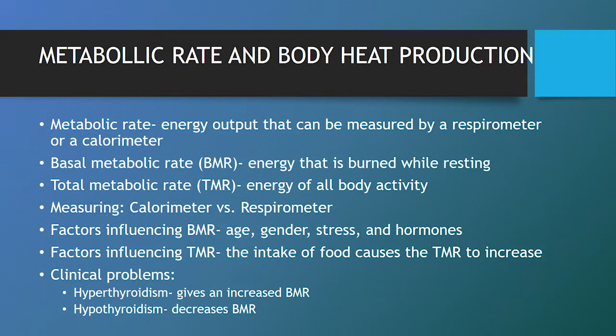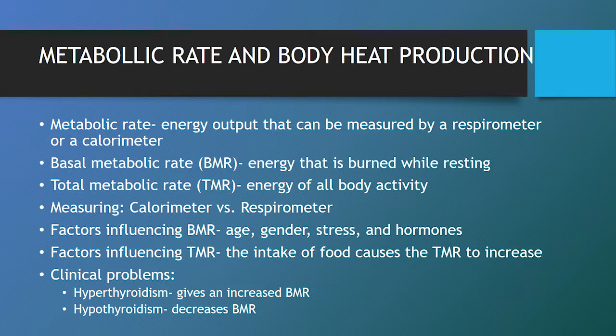So the metabolic rate and heat production have a few definitions. The metabolic rate is just the energy output that can be measured by a respirometer or a calorimeter. The basal metabolic rate, the BMR, is the energy that is burned while resting. And then the total metabolic rate is just the energy of all body activity. The factors that influence BMR are age, gender, stress, and hormones. And the factor influencing TMR is the intake of food. So when it increases, the TMR increases as well.